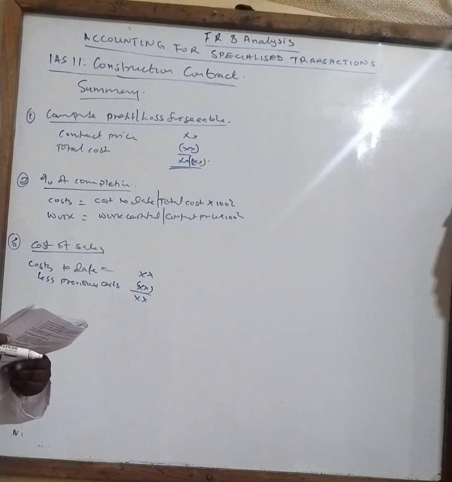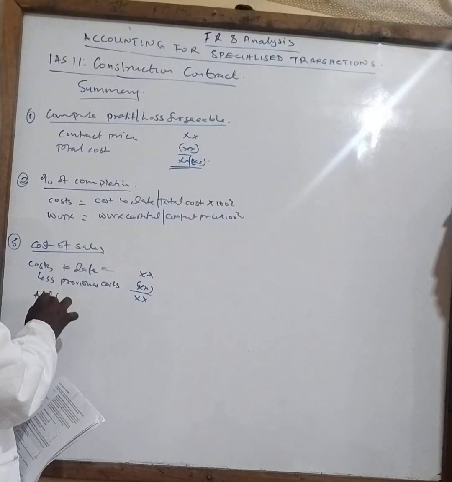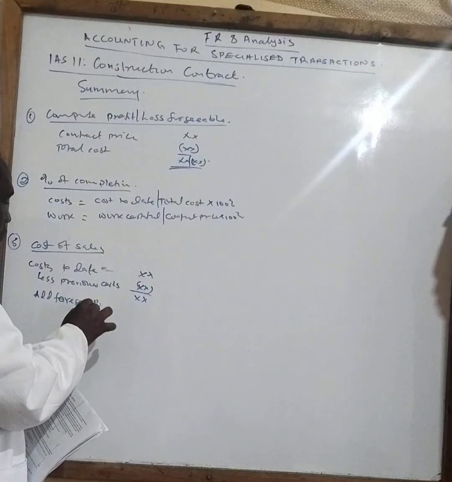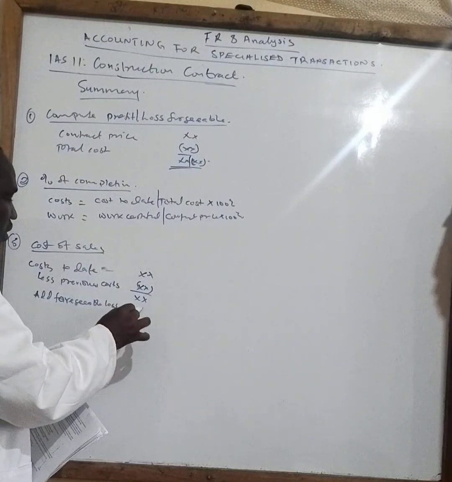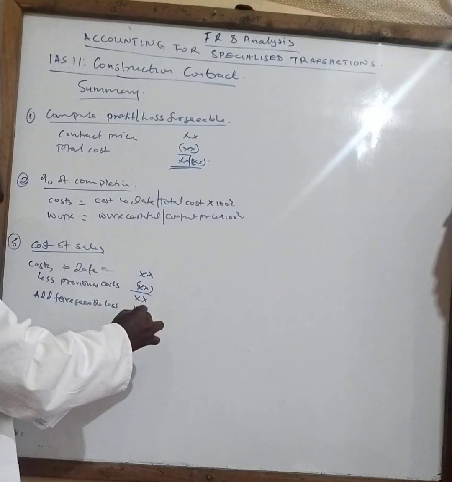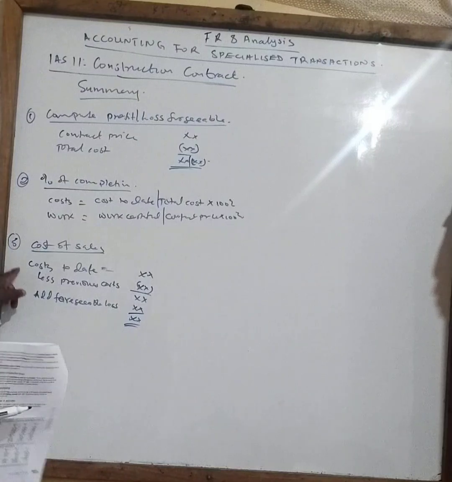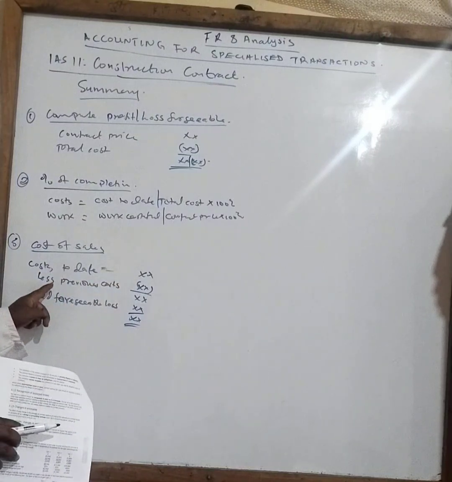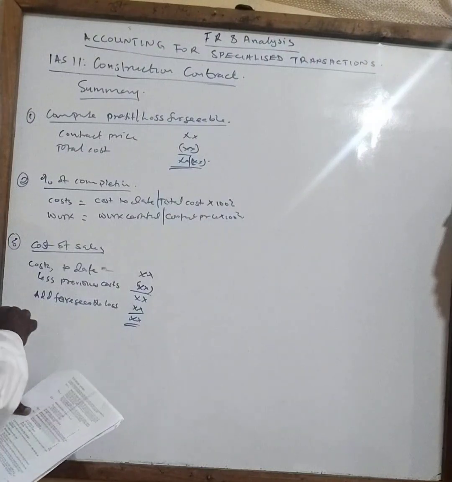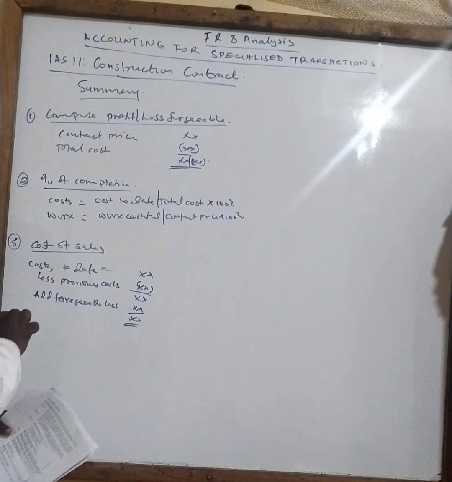Now from here you add any foreseeable loss, because a loss is a cost. Once you add, you get the total cost of sales. So the cost of sales is cost to date minus any previous cost plus any foreseeable loss. Then number four is to determine the net profit or loss.